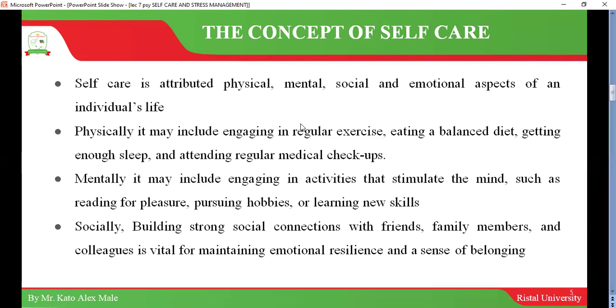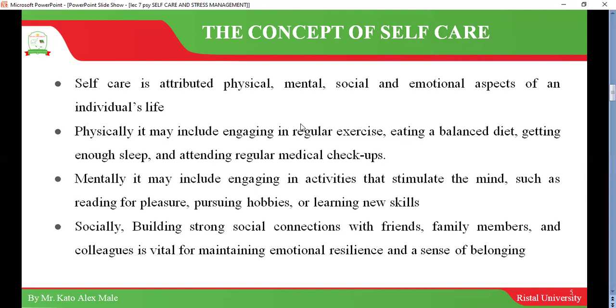The concept of self-care. Self-care is attributed to the physical, mental, social, and emotional aspects of an individual's life. In other words, these aspects of the individual's life, that is the physical aspects, mental aspects, social, and then emotional aspects. Physically, self-care may include engaging in regular physical exercise, eating a balanced diet, getting enough sleep, and attending regular medical checkups.